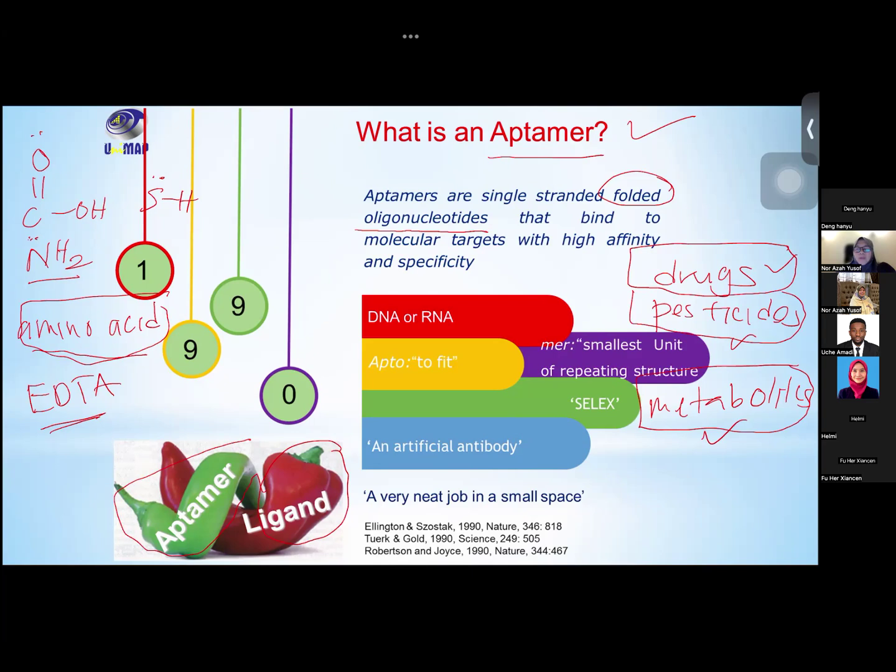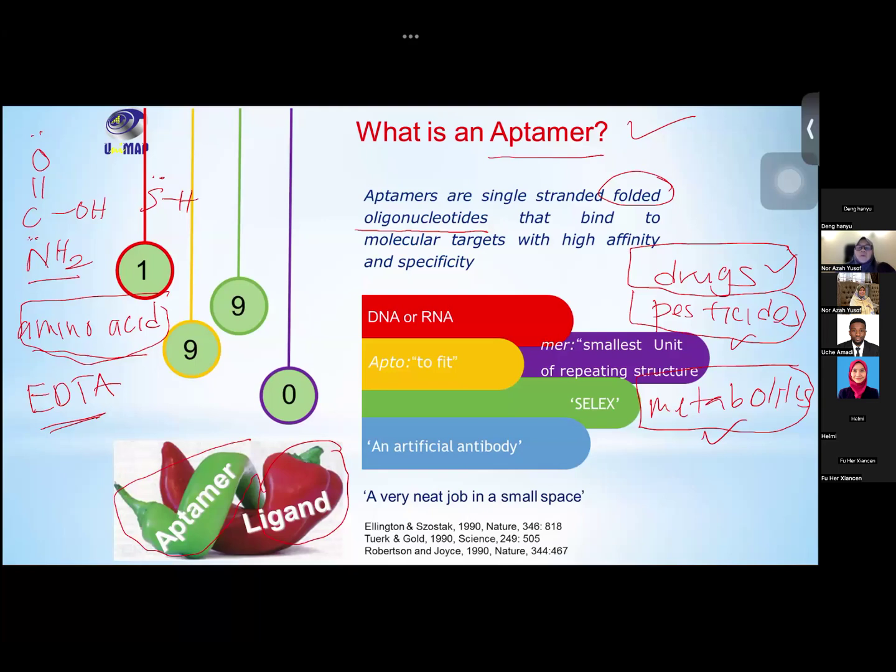So this is a good option. If you don't have anything that can have DNA, or you don't have anything that can trigger the production of a selective antibody, then we can use aptamer. I hope that you have understood the difference between DNA, antibody, and aptamer.